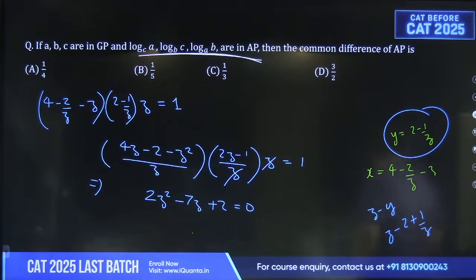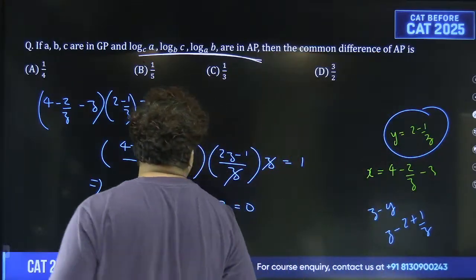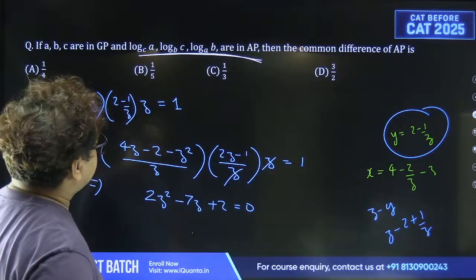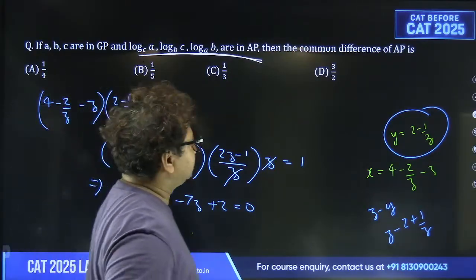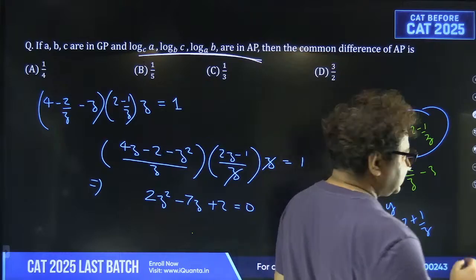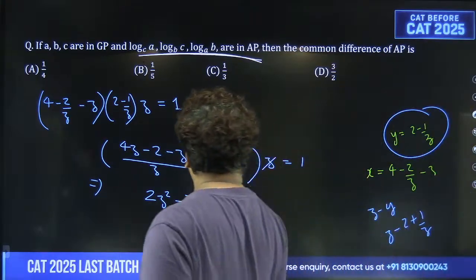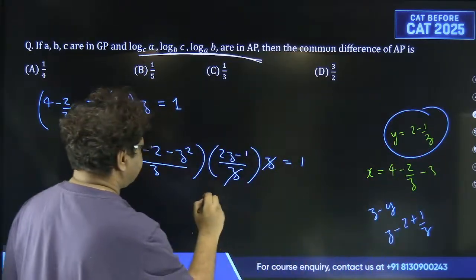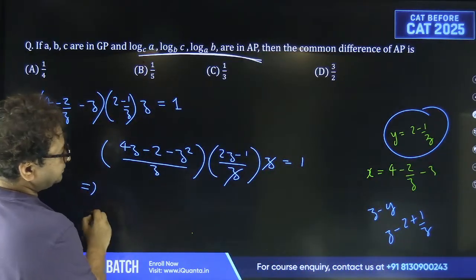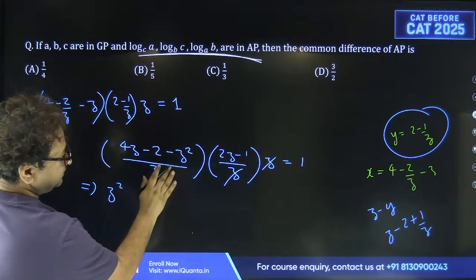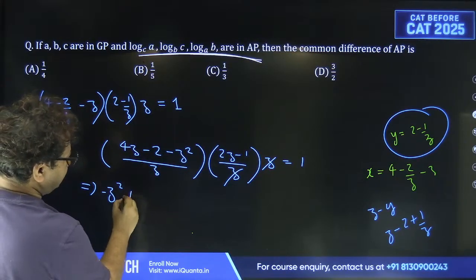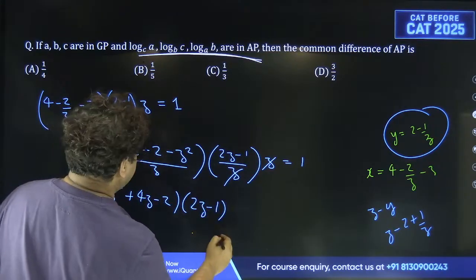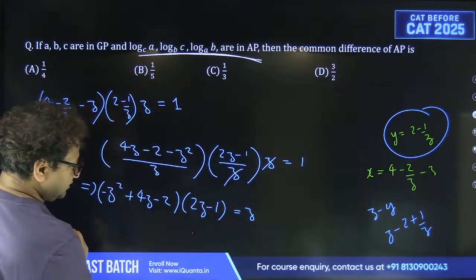है ना? थोड़ा टफ था, कैलकुलेशन टफ है. Do you want me to solve this? Solve करूँगी इसको. रुको. Let me show that to you. देखो ध्यान से. Minus z square plus 4z minus 2 bracket close, we have 2z minus 1 is equal to z. That's what we have. All right. Okay.